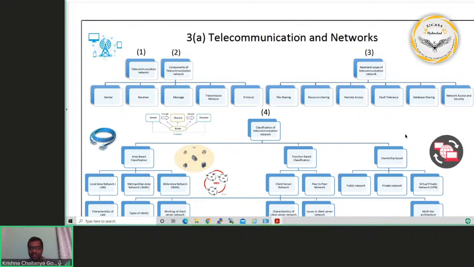Chapter 3 deals with telecommunication networks. Now, why do we require networks? In this chapter you have 3 parts. The first part is about the telecommunication network, the second part is about network security, and the third part is about internet, intranet, and extranet. So these are the 3 parts you have in chapter 3. And after that, you have chapter 4.